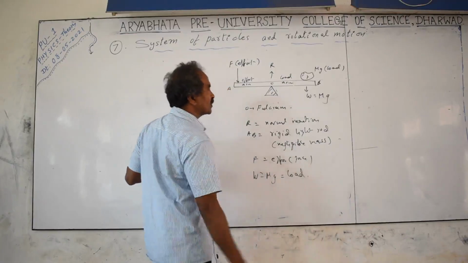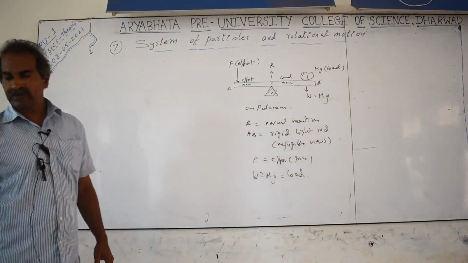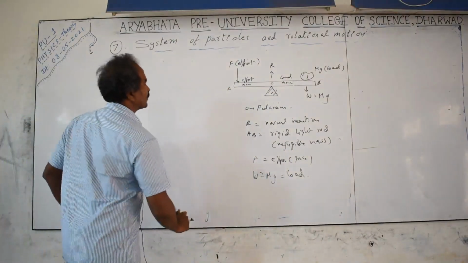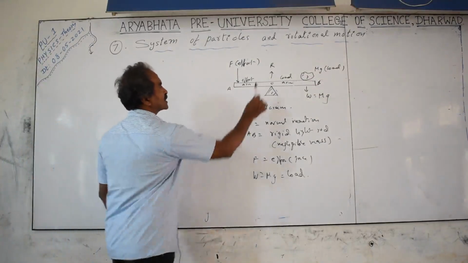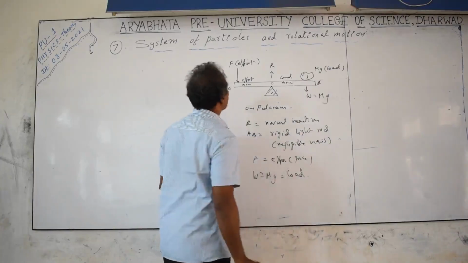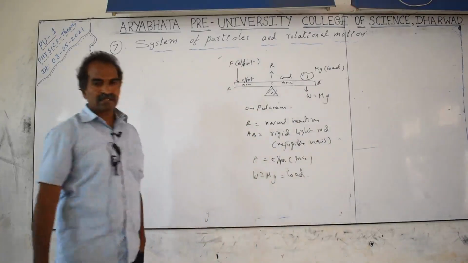The word load is sometimes used for mass also, and the total weight W is also called load. You have to be careful. At the equilibrium condition, the upward force is equal to the downward force. The upward force is R, and the downward forces are F and W. I will repeat this in the next class. We will stop here.